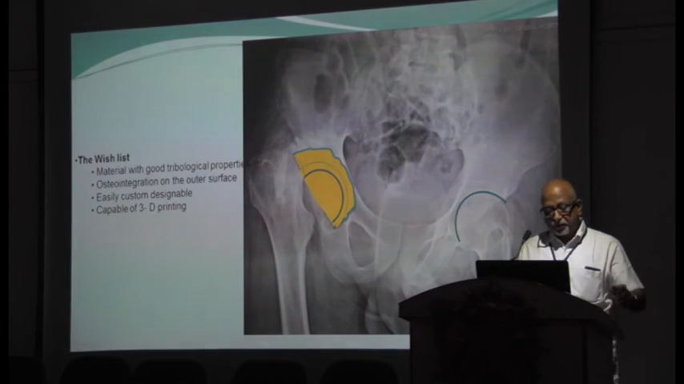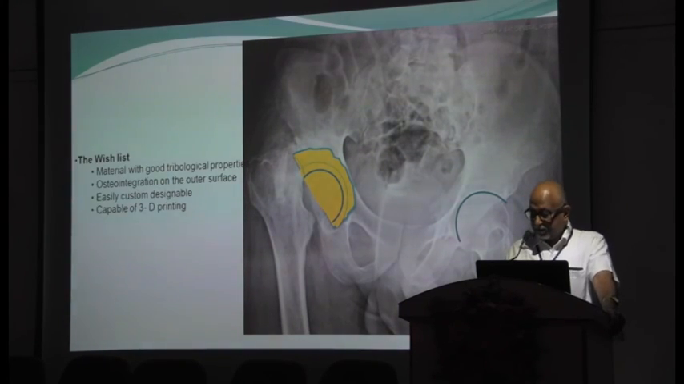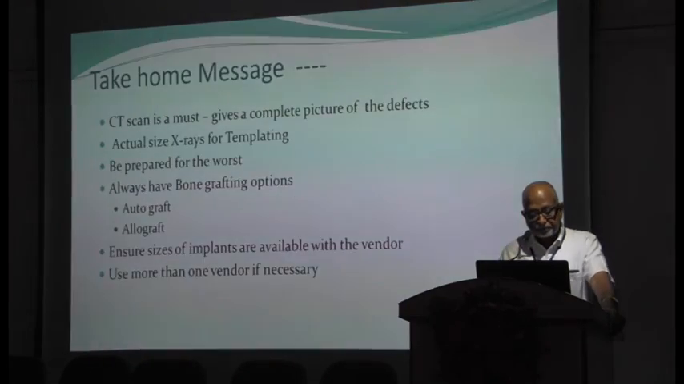So the wish list for us would be a material with good tribological properties which can osteointegrate on the outer surface and is easily custom designable and capable of going through a 3D printing process. If we can get this, we will solve a lot of our acetabular revision problems with one single prosthesis, which will probably be more durable.